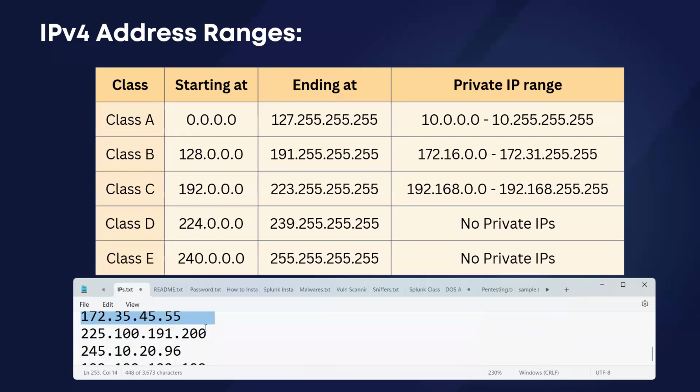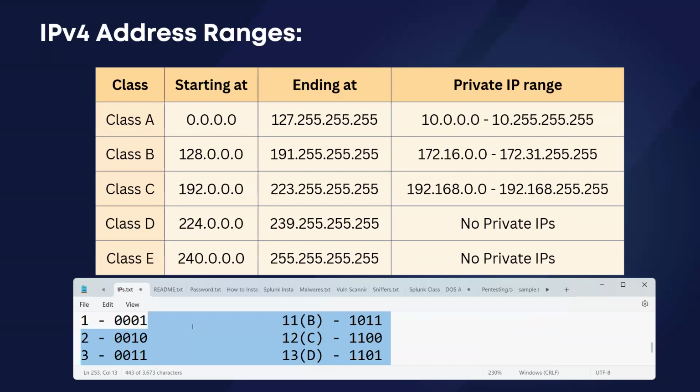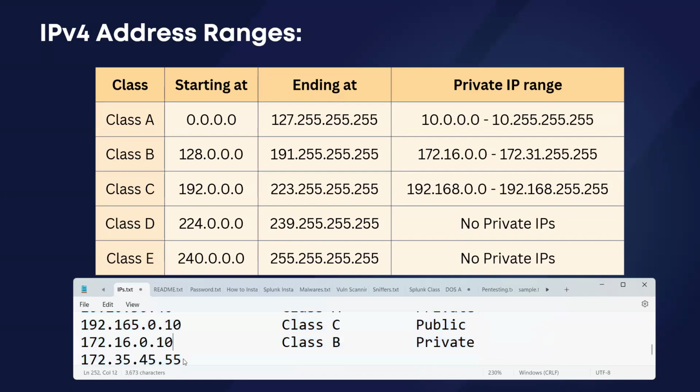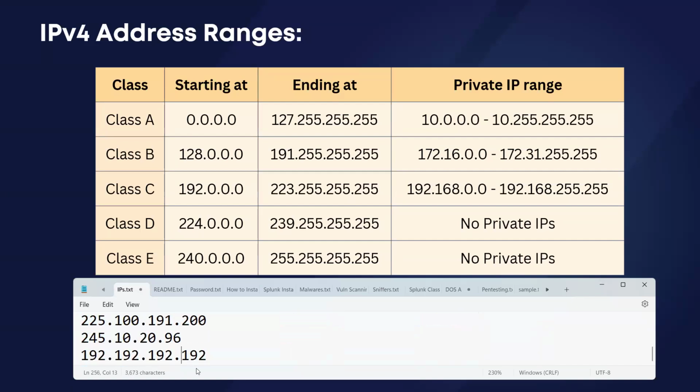Oh, sorry. Yeah. Right. What's wrong with my mouse? Anyways. So the next IP is 172.35.45.55. Any answers for this? B, public. Perfect answer. Class B, because the first octet is 172. And why is it public? Because the second octet is 35. It's beyond 16 to 31. So therefore, it's public. Next one.